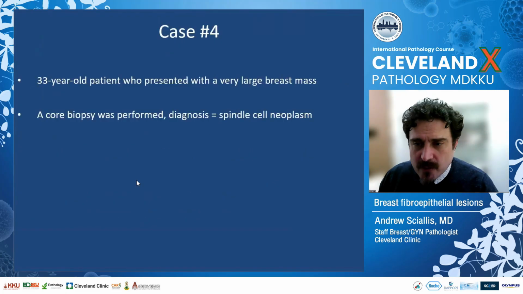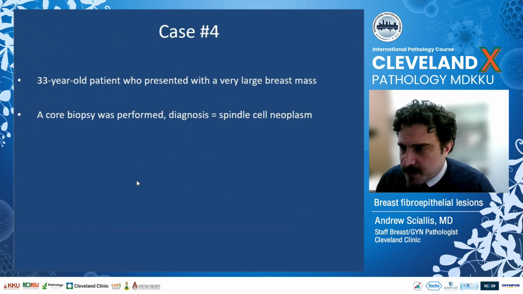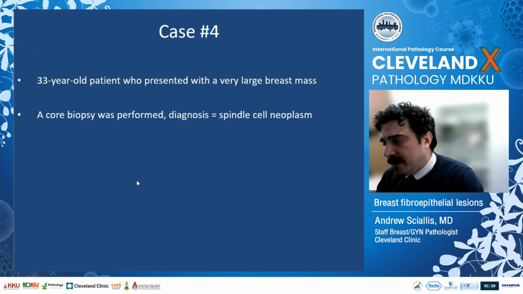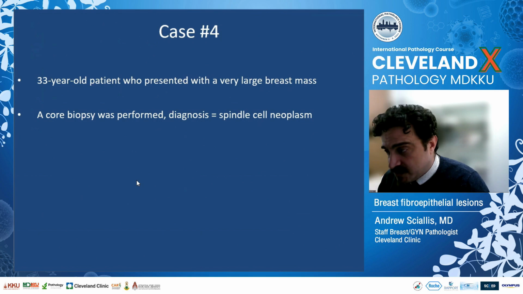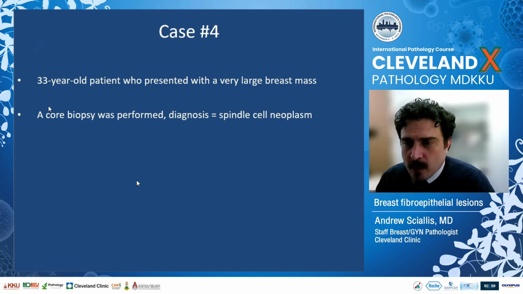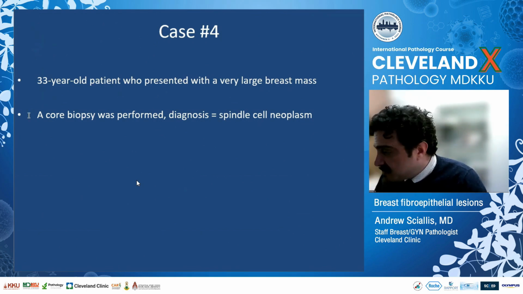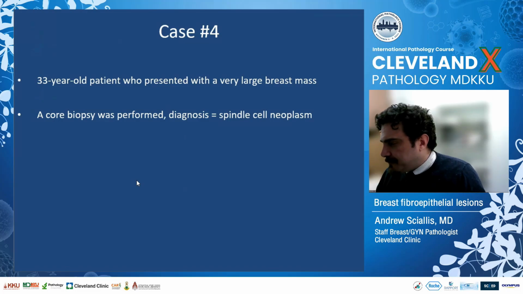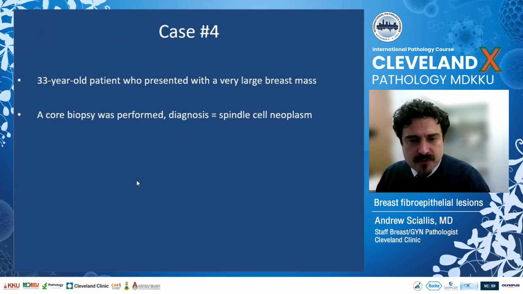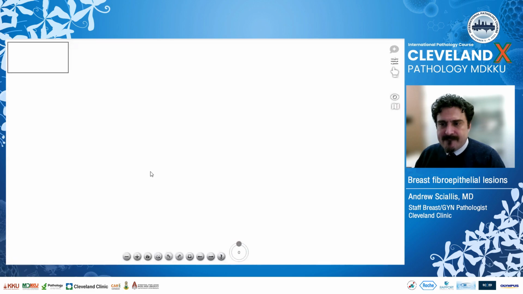Okay, let's move to case 4. This is from a 33-year-old patient who presented with a very large breast mass, and by very large I mean it took up most of the breast. The core biopsy was performed, and the diagnosis was a spindle cell neoplasm. Let's go to our case.